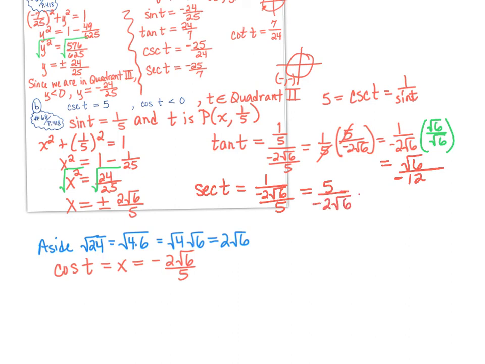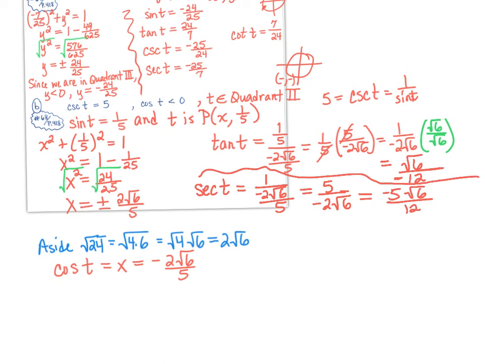Good. And then you rationalize by multiplying by 1 in the form of the square root of 6 divided by the square root of 6, and that gives you what? Negative 5 root 6 over 12. You got it. So let's just separate these two so you know they're not the same. Good.